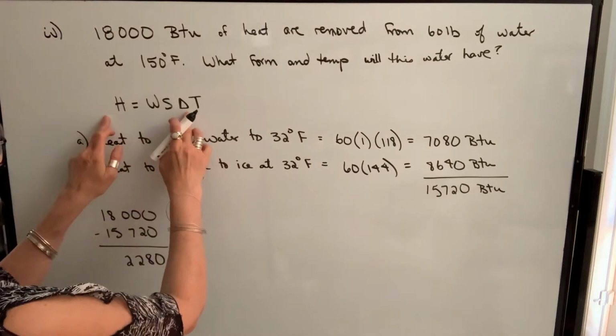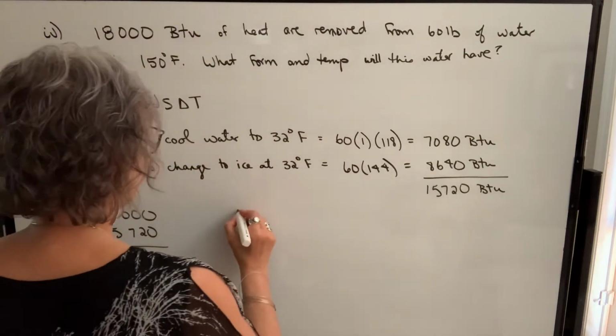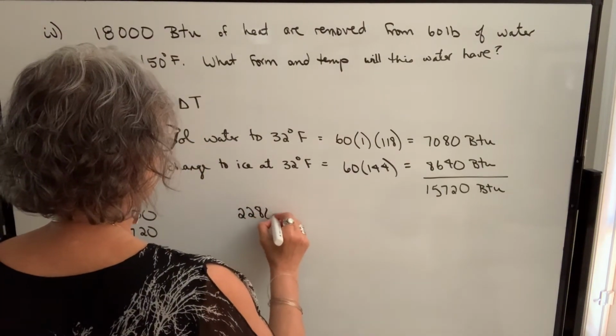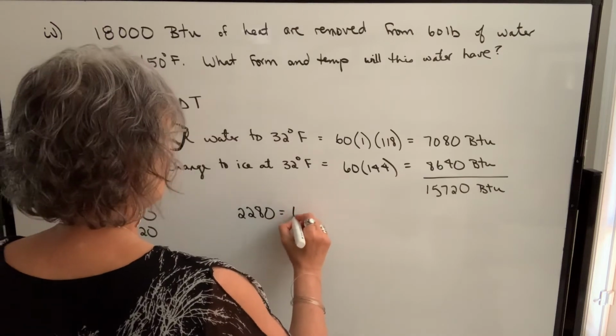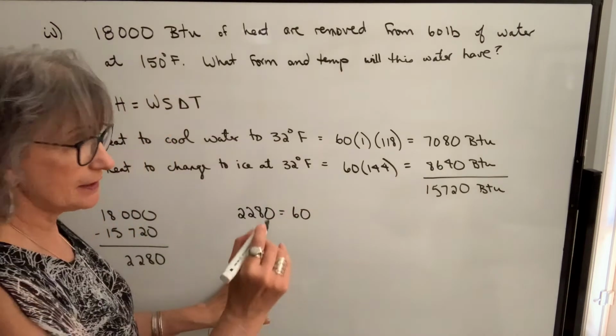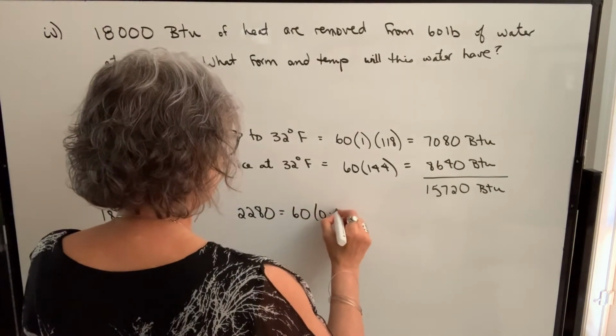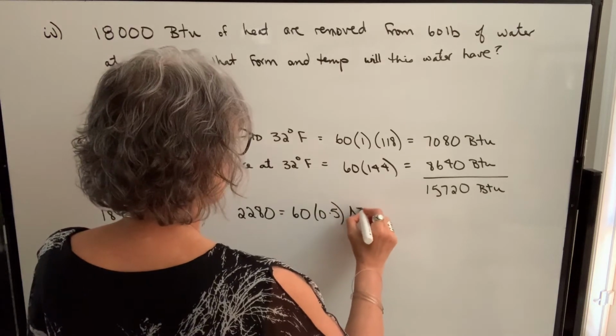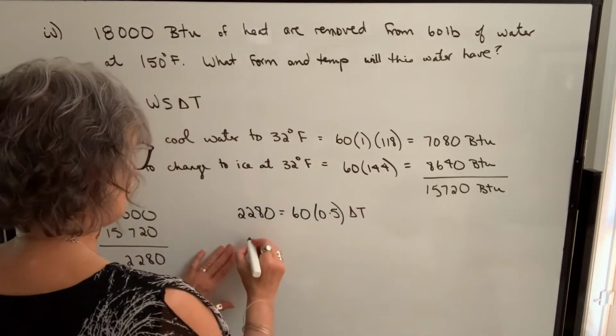We're going to use this formula. The heat is 2,280 BTUs. The weight is 60 pounds. The specific heat of ice is 0.5. And we're going to find change in temperature. Let's simplify first.